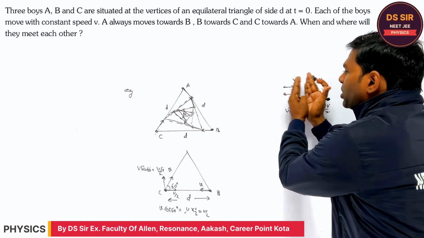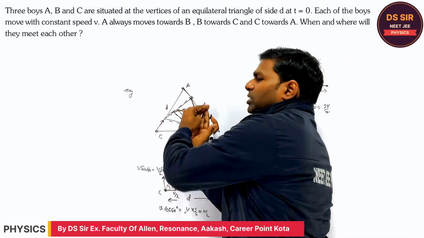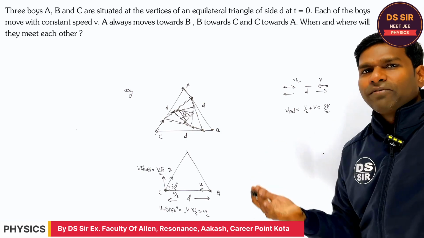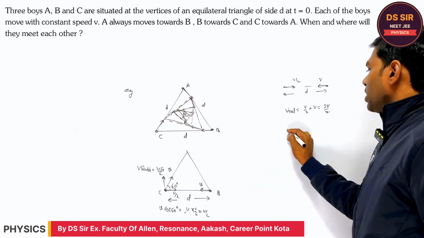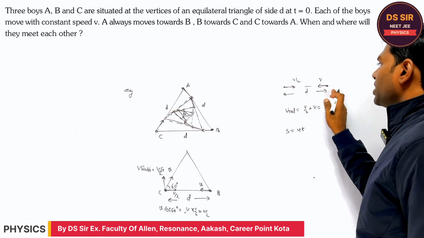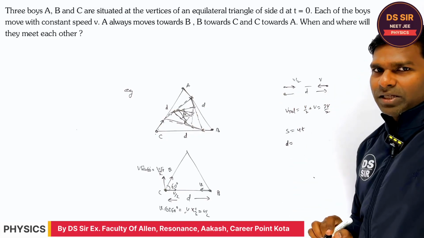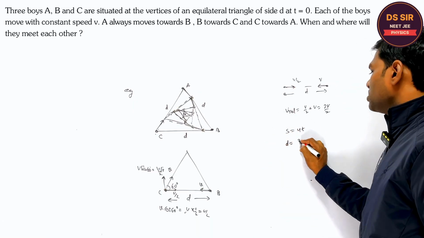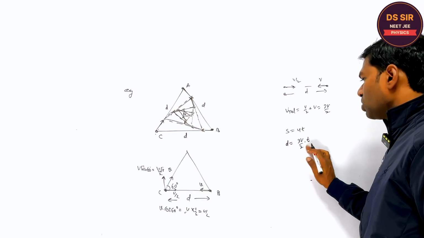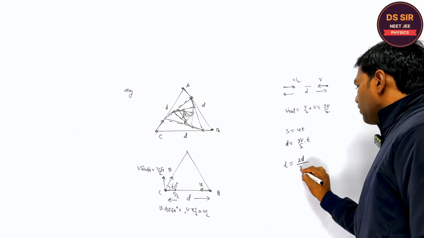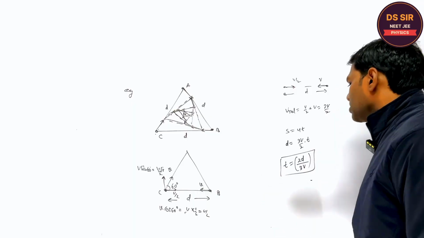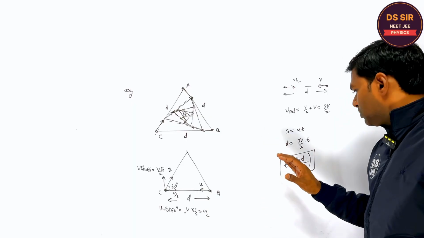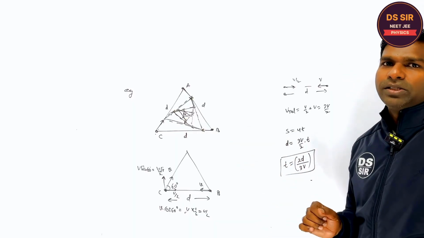So this separation keeps decreasing, and finally when they meet, the separation between the particles becomes 0. So S is equal to UT. The distance between the two particles is D, and the relative velocity by which this separation is decreasing is 3V by 2, into T. So the total time taken when they meet at the center is 2D upon 3V. Understood? So this question can be solved easily with the help of relative motion.